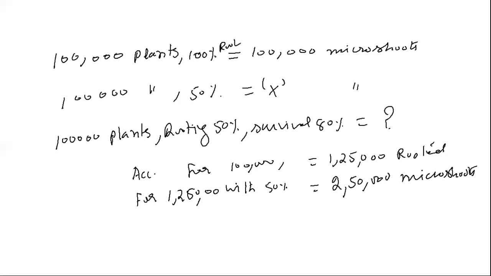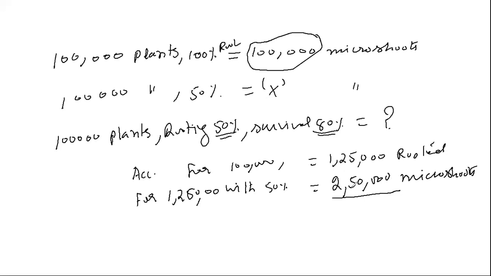Now, just see the difference. If you have 100% rooting and 100% acclimatization, you can work with just 1 lakh plants. But if you have 50% rooting and 80% survival, you require 2,50,000 plants. If this is also 50%, this will go to 4 lakh.